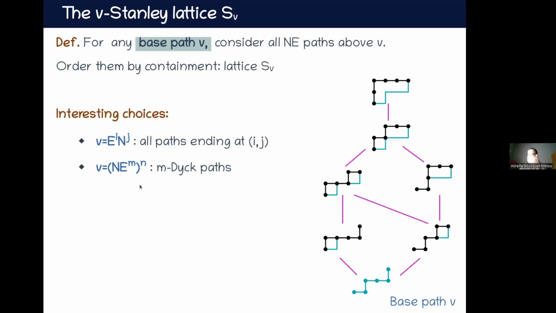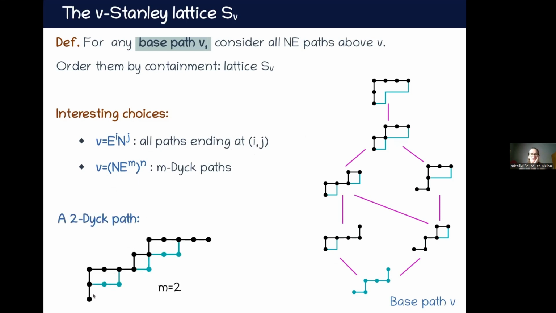Another choice that will come back in my talk is when V is this kind of m-stair. So you have an up step, m east steps, an up step, m east steps, one north, m east steps, and so on. And so the paths that lie above this base path are called m-Dyck paths. So here you have a 2-Dyck path. That's another choice that you'll see very often in my talk.